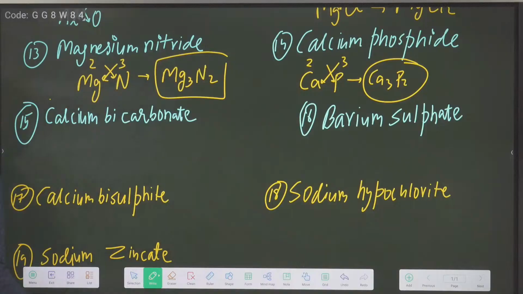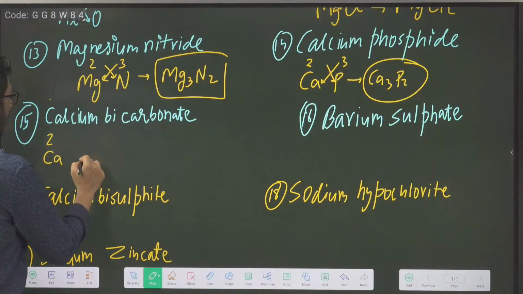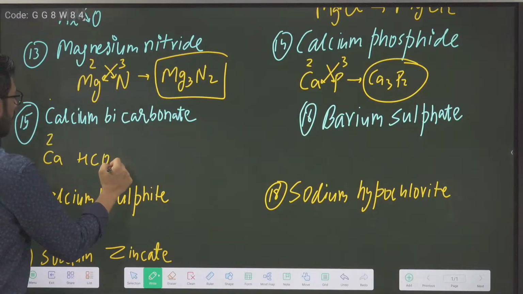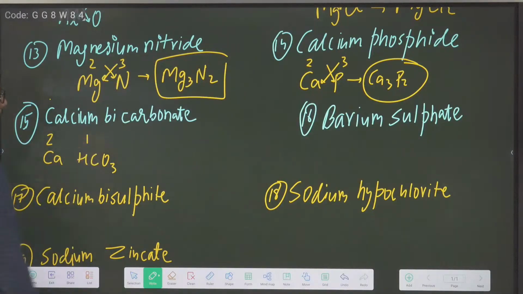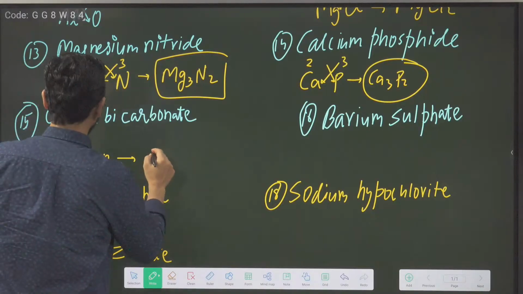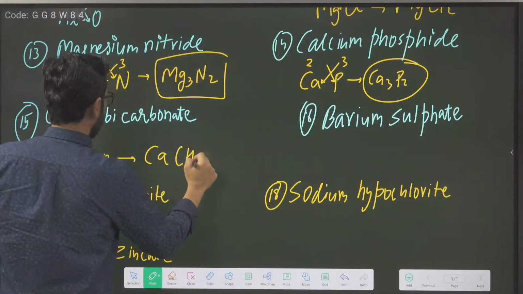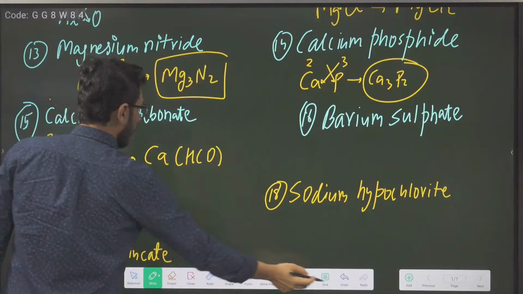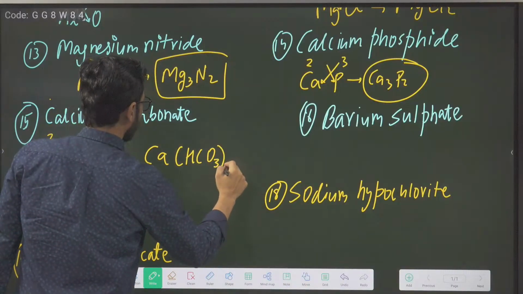Now next one, 15th, calcium bicarbonate. Ca2 plus, bicarbonate we did in the last lecture, HCO3 minus 1. Clear? Crisscross. Answer will be Ca(HCO3)2.